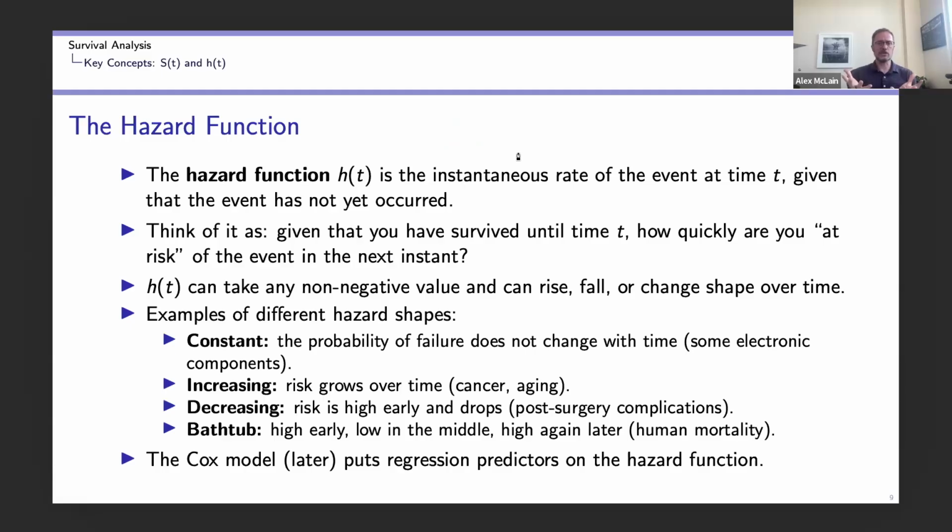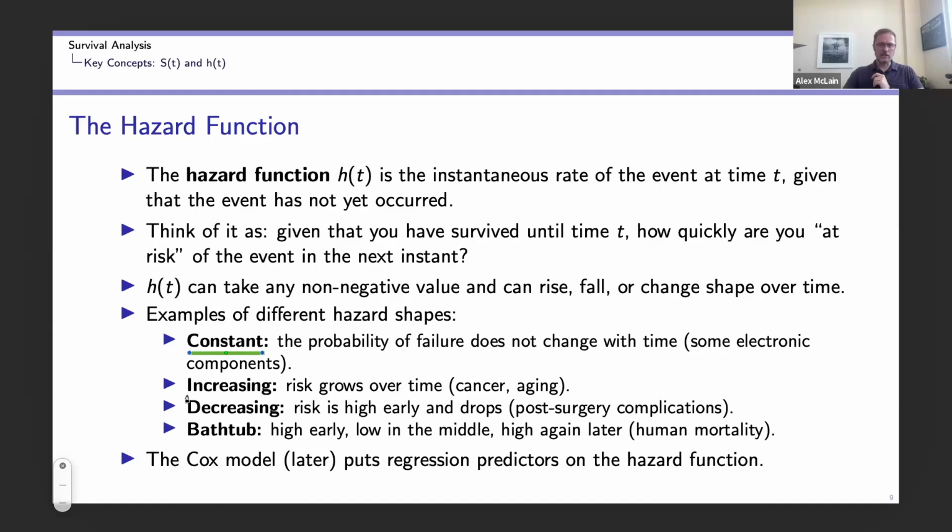So some examples of different hazard shapes. What is going to happen to the hazard? Let's think about that. The first one, the hazard can be constant. So this means that the rate of failure does not change with time. This corresponds to something called the exponential distribution. And this sometimes is something that people use. So the rate of failure is always the same.